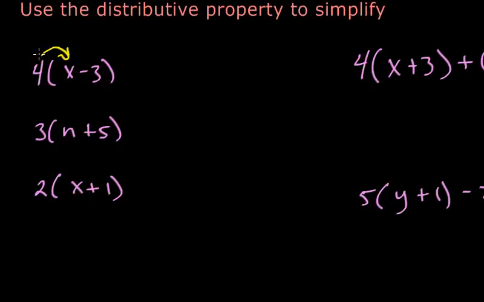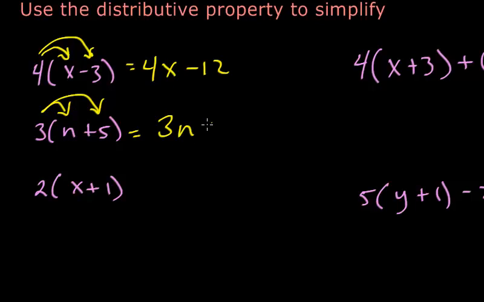But when you multiply it by 4, you need to multiply each one by 4. So this is going to become 4x minus 12. 4 times x is 4x. 4 times negative 3, or 4 times minus 3 would be minus 12. This one, I always like drawing these arrows. I think that visually helps people. That would be 3n plus 15.